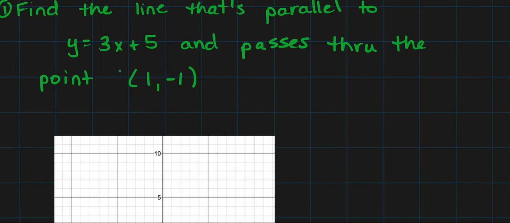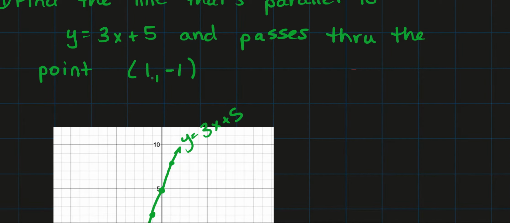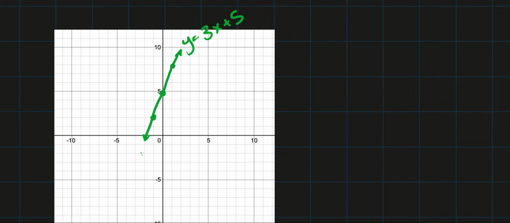So first I'm going to draw this line, 3x plus 5. The y-intercept is 5, and the slope is 3, which means we go up 3 over 1. Or you can go down 3 over 1. So the line looks something like this. I'm actually going to write y is equal to 3x plus 5 right beside it. Now we want the line that's parallel to the point 1, -1. So I'm going to put a dot at 1, -1, right here.